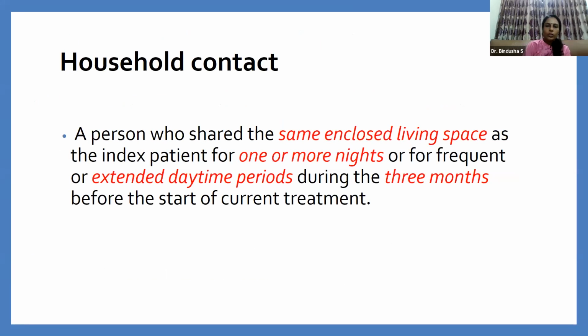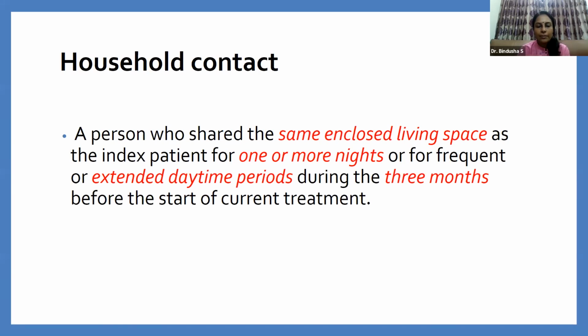So coming to the definitions, who is a household contact of a tuberculosis person? This is actually from the aspect of making a diagnosis of latent TB infection. A person who shared the same enclosed living space as the index patient for one or more nights or for frequent or extended daytime periods during the 3 months before start of current treatment.